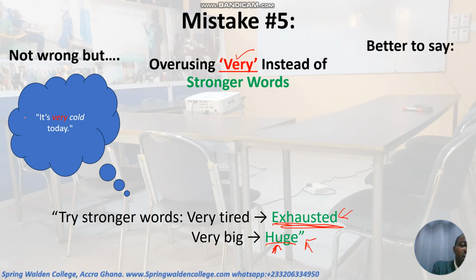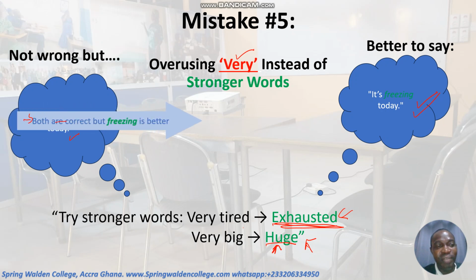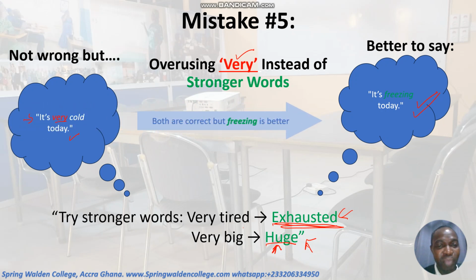Okay, look at this example too. We say it's very cold today. It's correct, but look at this one. It's freezing today. Strong adjective, better English. So even though both are correct, freezing is better. Freezing is better. So that's what I have for you today.